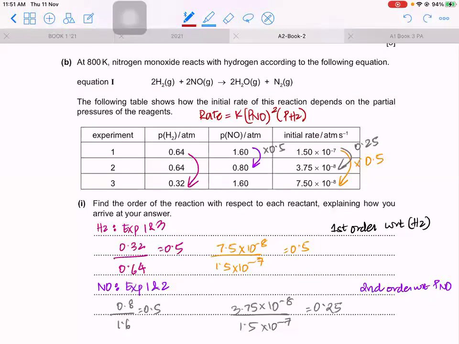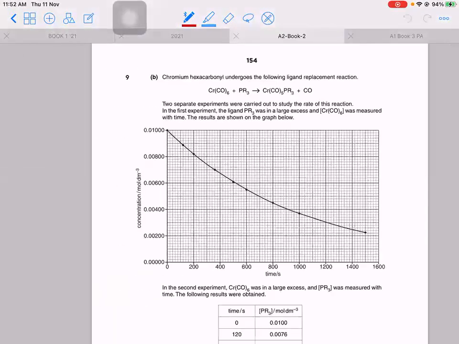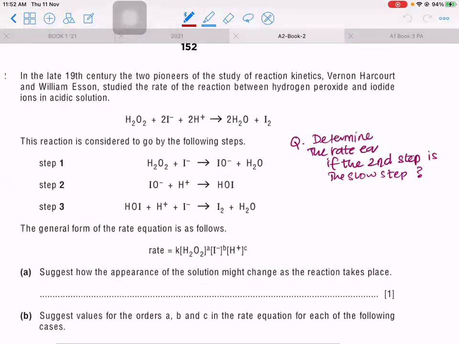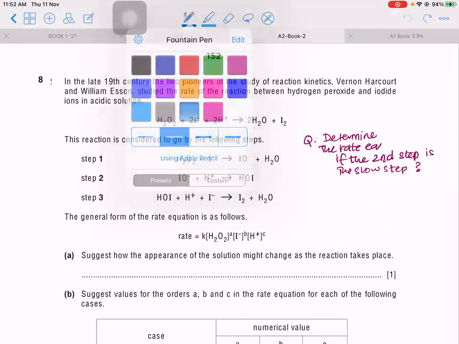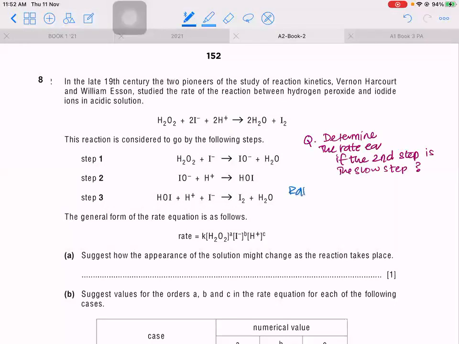Let's have you try this. Question number 8. If I tell you, determine the rate equation if the second step is the slow step. So if this step is the slow step, what will be your rate equation? Let's see. So can I say that rate would be directly proportional to the concentration of the reactants? What are your reactants here? IO minus and H plus.